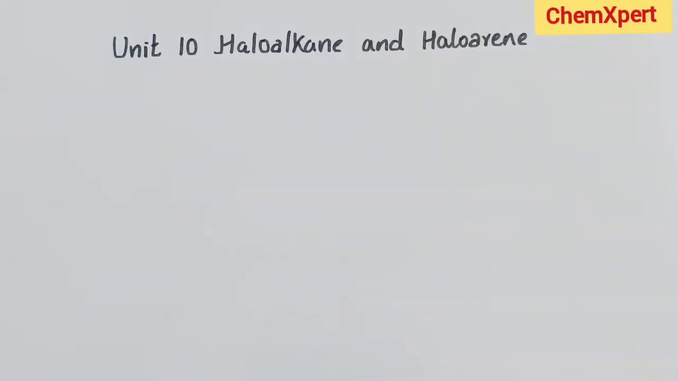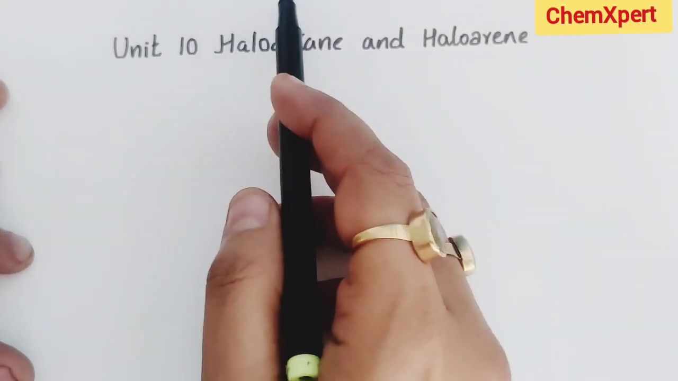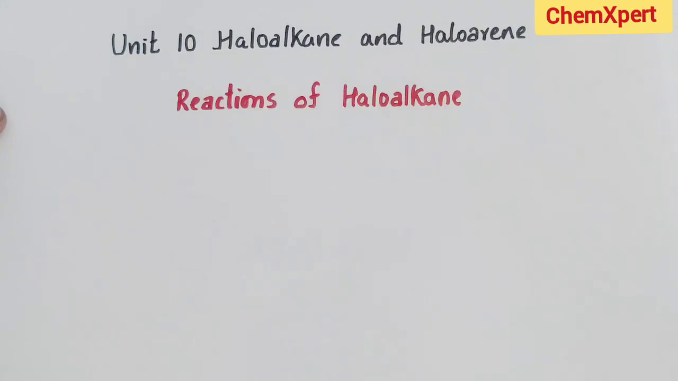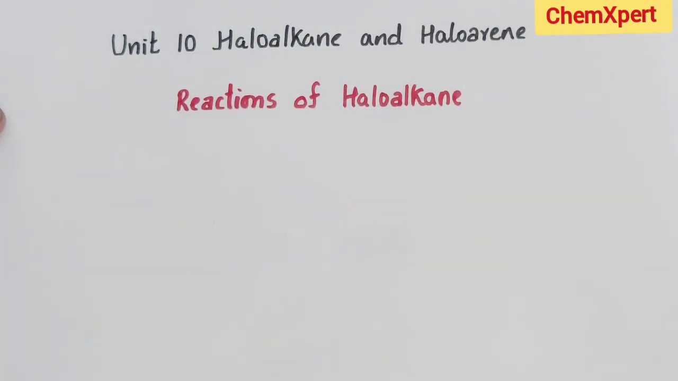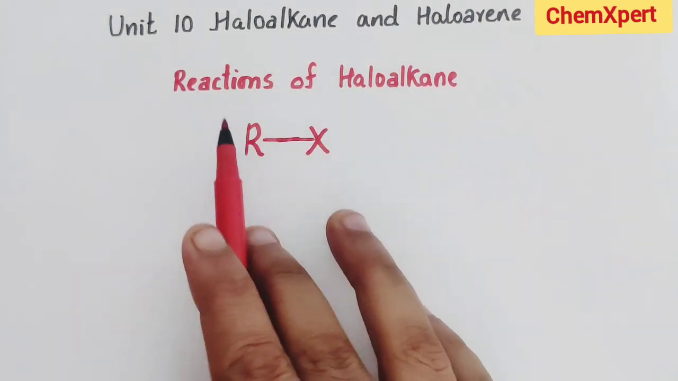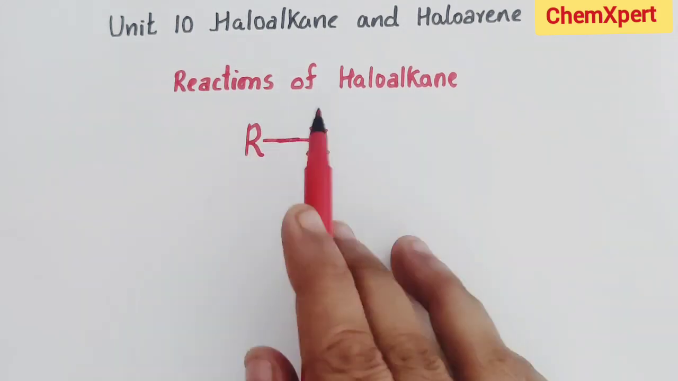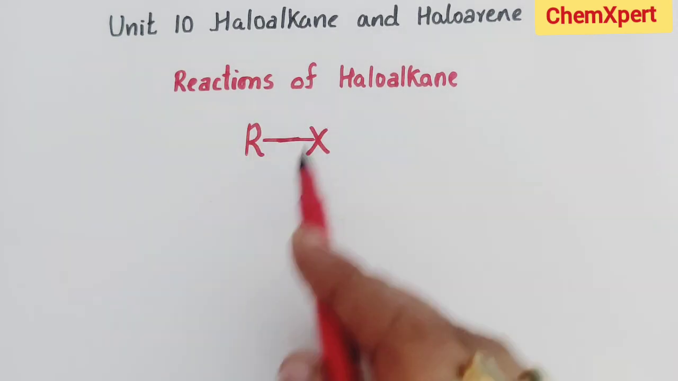Hello everyone, in this video we will discuss one of the topics from class 12th chemistry part 2 chapter 10, haloalkane and haloarene, and the name of the topic is reactions of haloalkane. So this is the general formula of haloalkane, RX, where the reactions can be performed by removing this X, or removing some part from R and from X, or just adding something into it.